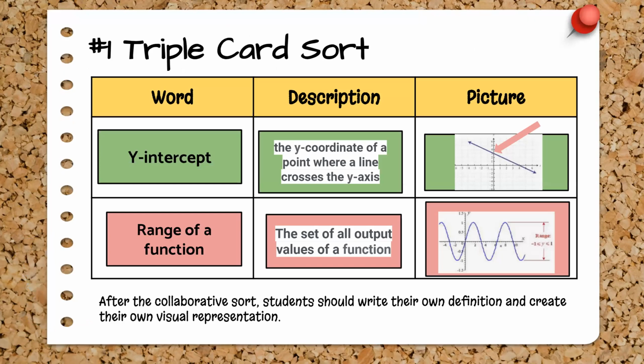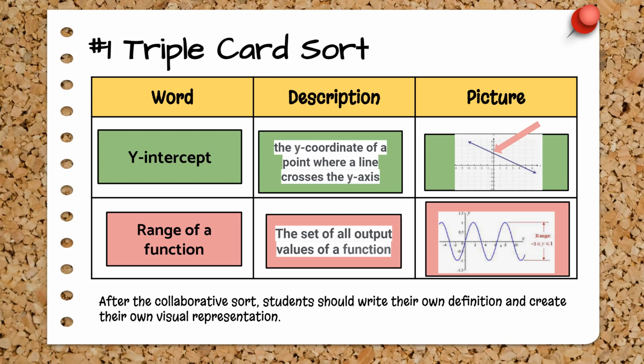All right, let's dive in with strategy number 1 for academic vocabulary instruction in your secondary math class. The first one is a triple card sort. So you may have given some cards to students to sort into groups before, or maybe even match. Try incorporating a triple card sort. So here are some examples of how you could have students in pairs or small groups match 3 cards together. So a word matches with a description and matches with a picture or a visual.